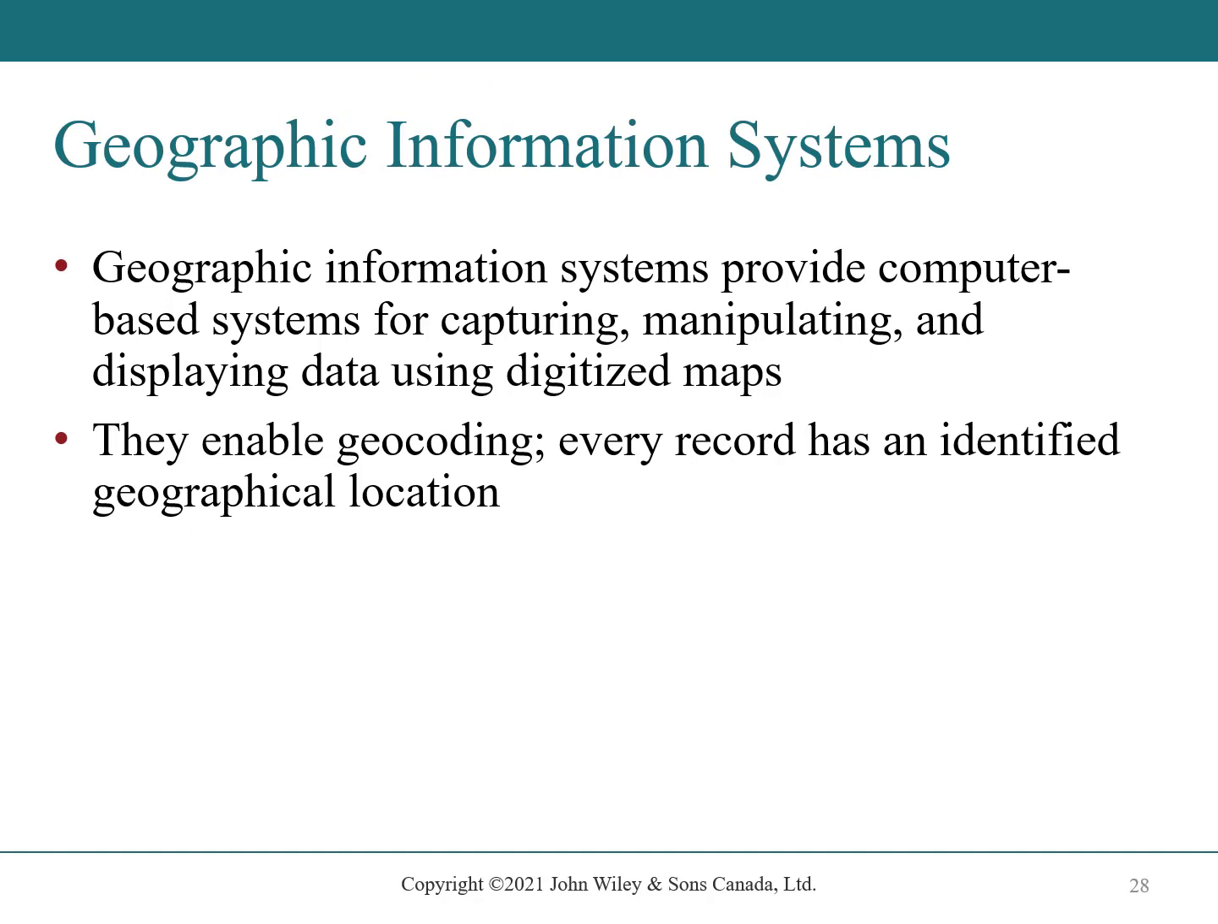Geographic information systems. Geographic information systems provide computer-based systems for capturing, manipulating, and displaying data using digitized maps. They enable geocoding. Every record has an identified geographical location. The example from the text is when the Toronto Police Services decided to develop a tool to improve the understanding of policing, increase transparency, and enhance confidence in the Toronto Police Service. It found that using geospatial data can help it accomplish this mission, and the result was a public safety data portal built using GIS software from ESRI.